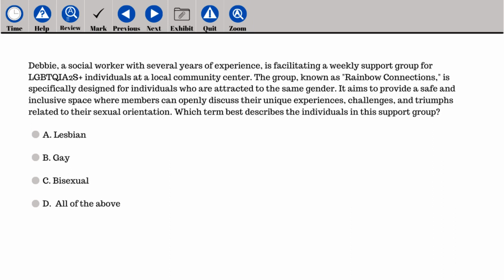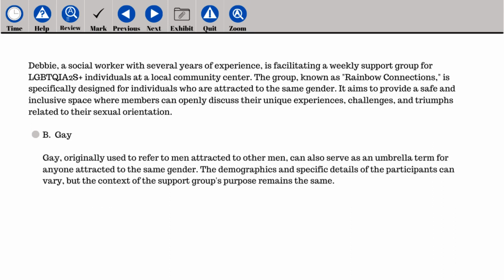A. Lesbian. B. Gay. C. Bisexual. D. All of the above. B. Gay. Gay, originally used to refer to men attracted to other men, can also serve as an umbrella term for anyone attracted to the same gender. The demographics and specific details of the participants can vary, but the context of the support group's purpose remains the same.